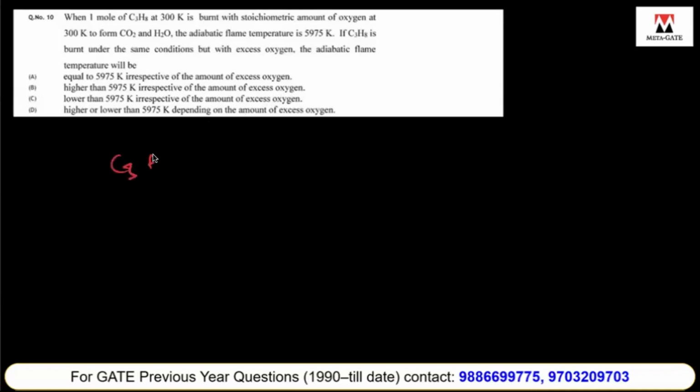Suppose C3H8 is burned to form CO2 plus H2O. This is not balanced, so we'll try to balance it. Now you should also remember, it needs 5 O2: 3 carbon gives 6 O, 4 H2O gives 4, so that is 10, meaning 5 O2. So here you should remember that the C3H8 under the same condition with the adiabatic flame is burnt with stoichiometric amount of oxygen.